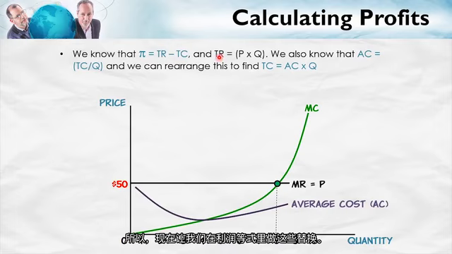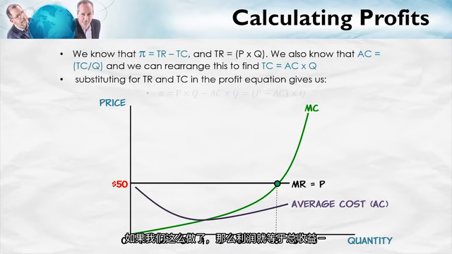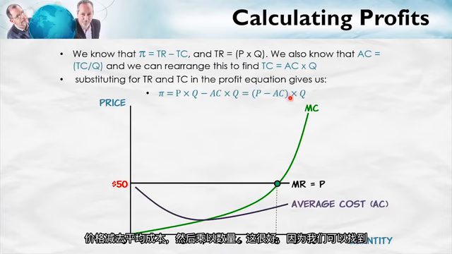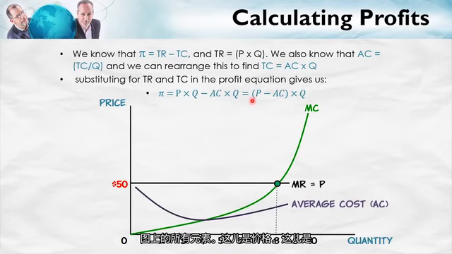So let's now make these substitutions into our profit equation. If we do that, then profit is equal to total revenue, price times quantity, minus total cost, average cost times quantity. Now let's take Q out of both parts of this equation, and we find that profit can also be written as price minus average cost, all of that times quantity. That's nice because we can find all of these elements on our diagram.